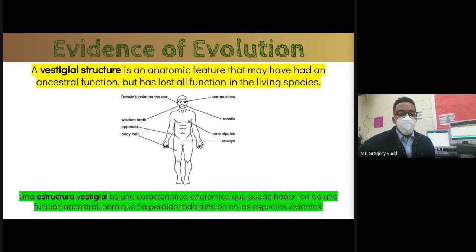Your coccyx is a bone at the bottom of your spine. So you can feel it, just kind of above your butt. That used to be the beginning of a tail. Of course, most human beings do not have tails. So again, it's a vestigial structure.